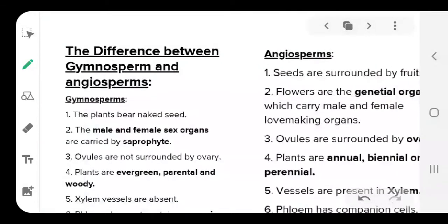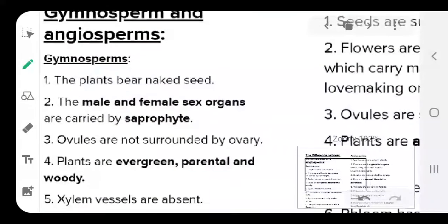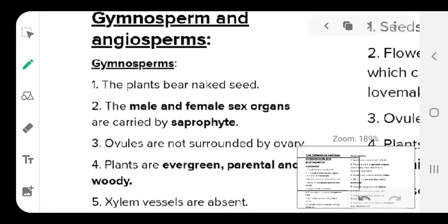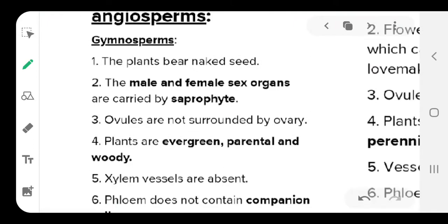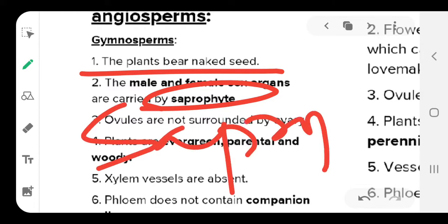Now, that gives you a simple idea of how you can compare or make a difference between both these groups called gymnosperms and angiosperms. So, here is a brief illustration, though we have done it, so write it down in points. Number 1, we have told you they bear naked seeds. Then the male and female sex organs are called sporophytes. So, underline the word sporophytes. Make sure you know the word sporophytes. Okay, sporophytes.